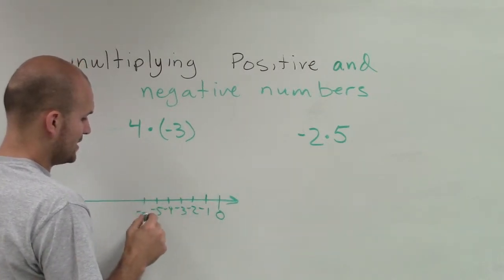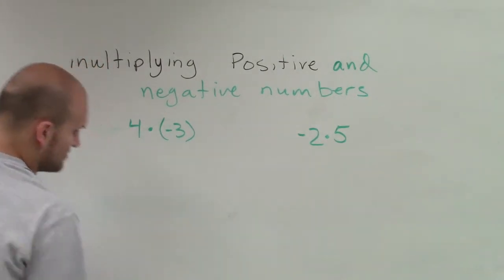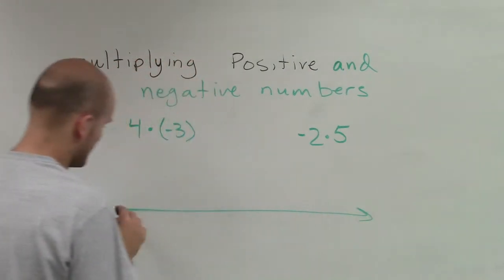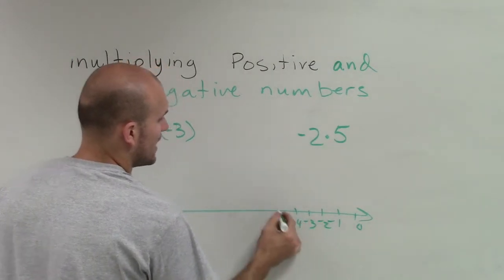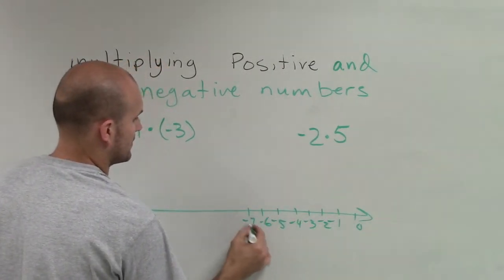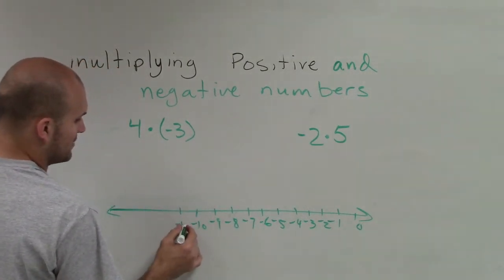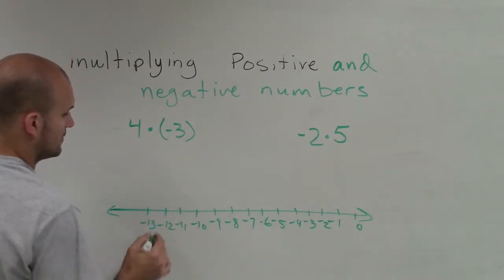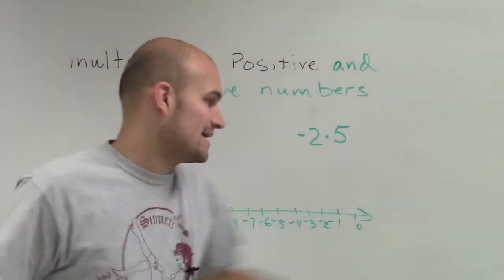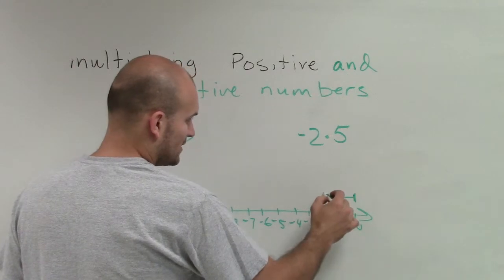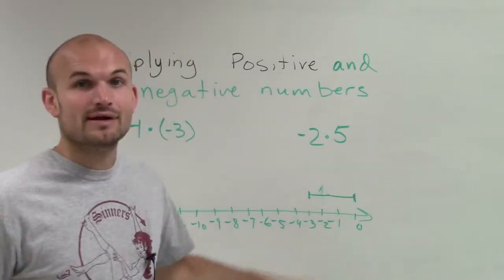is set up my number line here, if I have enough room. Let's do it nice and big. Okay, so I have 0 here, -1, -2, -3. And what I'm going to do is represent the distance of -3, right? So 4 times -3 means 4 sets of -3. Well, the distance of -3 is from here to here. Not to there, but to there. 0 to -3.